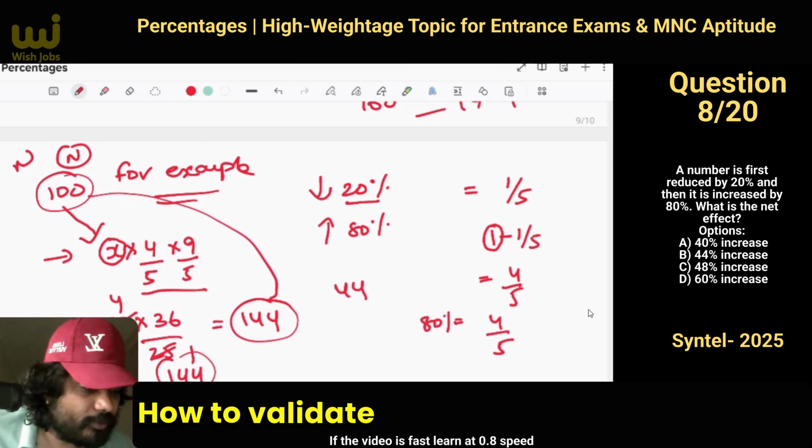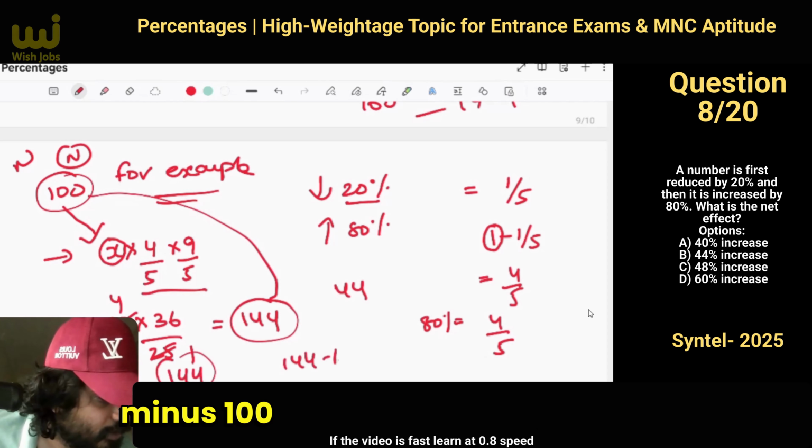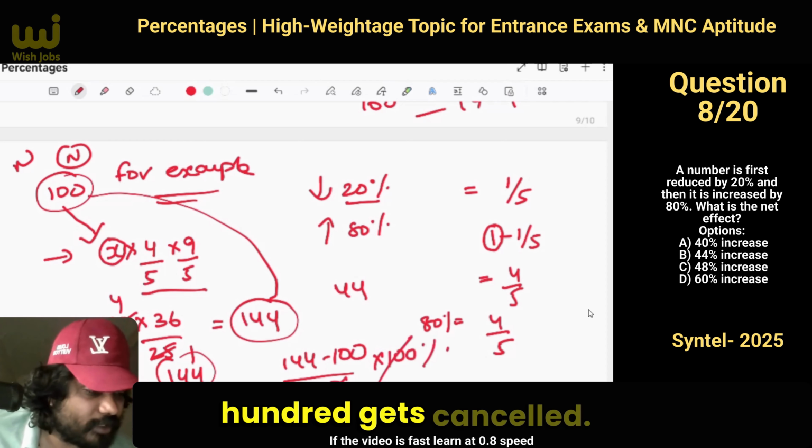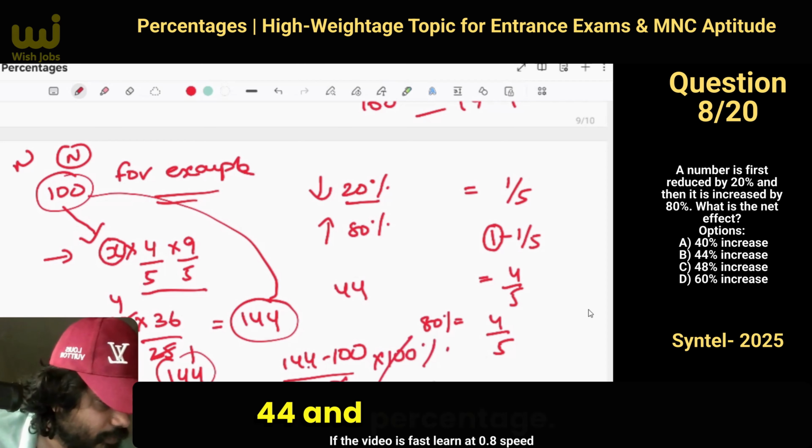Same value, how to calculate the percentage? 144 minus 100 by 100 into 100 percentage. So this 100 is cancelled. 144 minus 100 would be 44 percent.